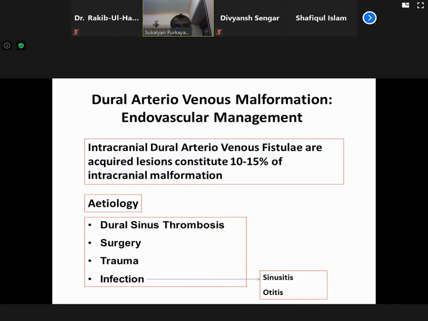Okay, so in dural sinus thrombosis, initially what happens: once the part of the dural sinus gets thrombosed, the natural tendency of the brain is that it tries to re-establish the flow. How it re-establishes is it sends some of the arterial supply, which is in the dural leaves, and tries to make some way to the sinus, and that usually results in the dural arteriovenous fistula.